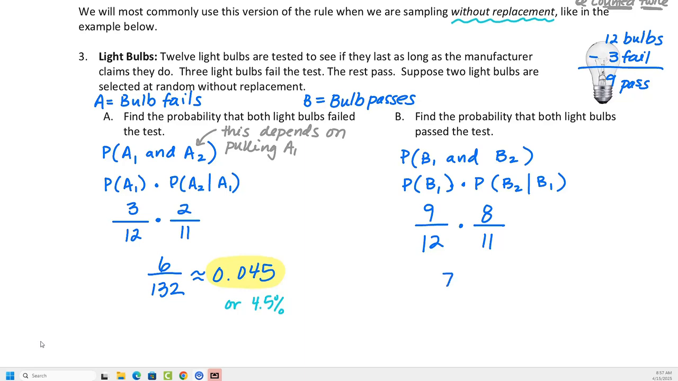9 times 8 is 72 over the 12 times 11, which is 132. There's approximately a 0.545 chance that both will pass, or a 54.5% chance.